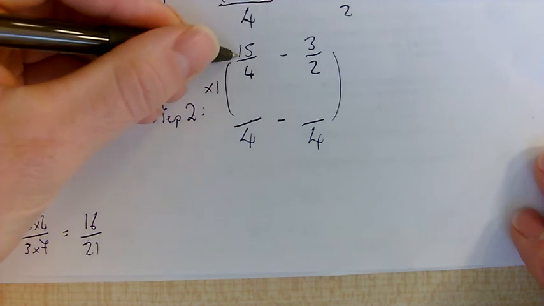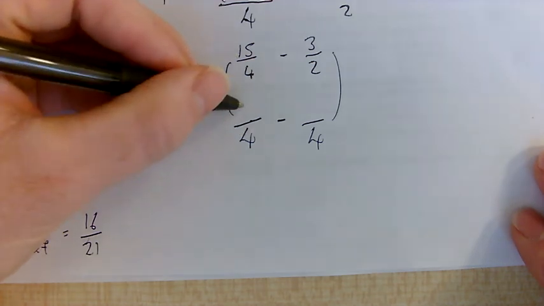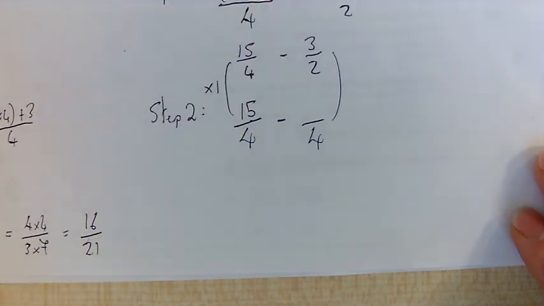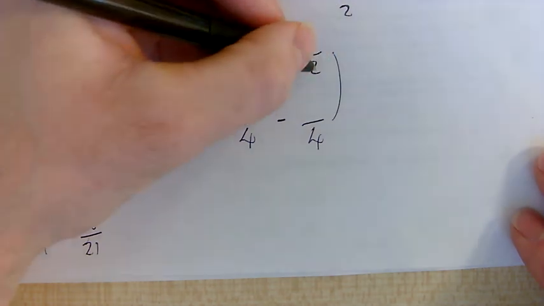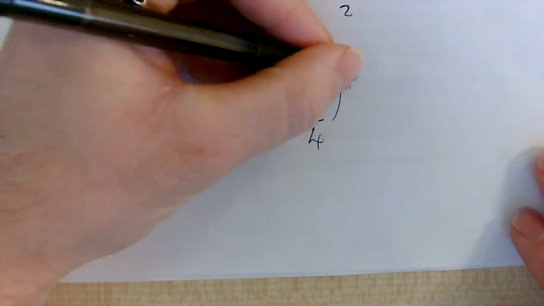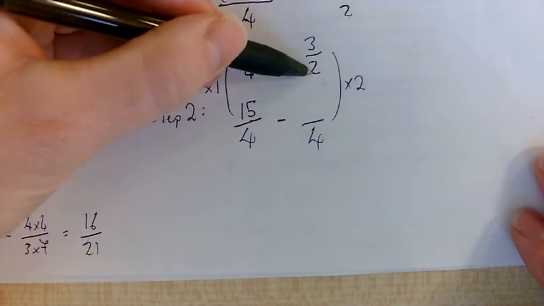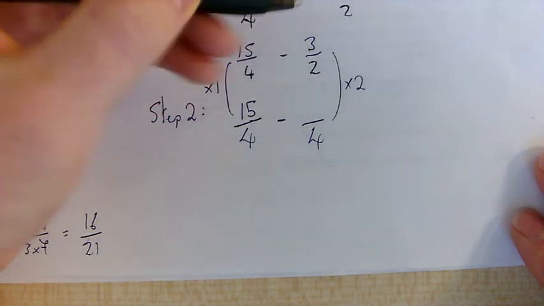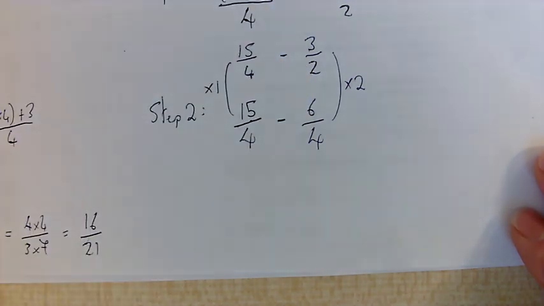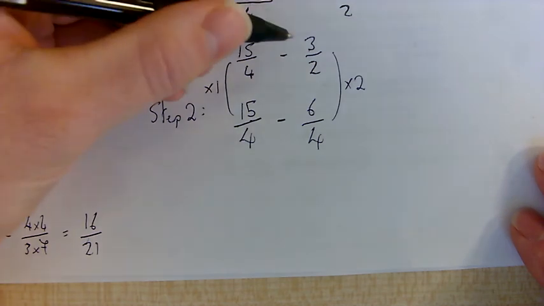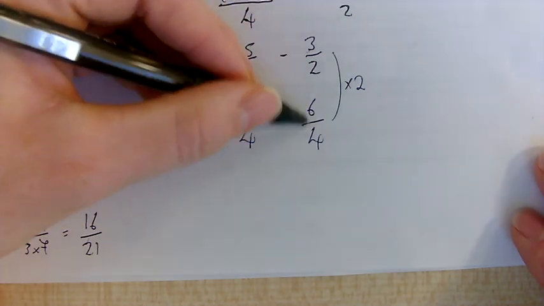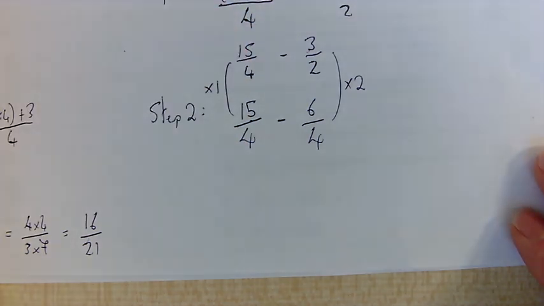We only times the first one by 1, so we do the same to the top. On the second fraction, to get from 2 to 4, we have to times it by 2. And whatever we do to the bottom, we do exactly the same to the top. So it's 3 times 2 is 6. And now we've changed them. 3 over 2 is exactly the same as 6 over 4. They're equivalent fractions.